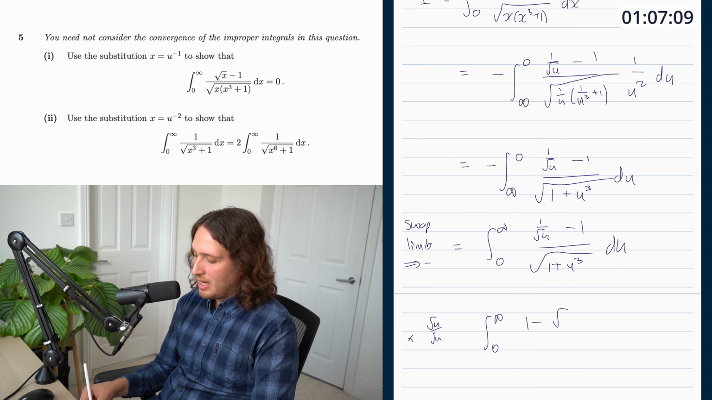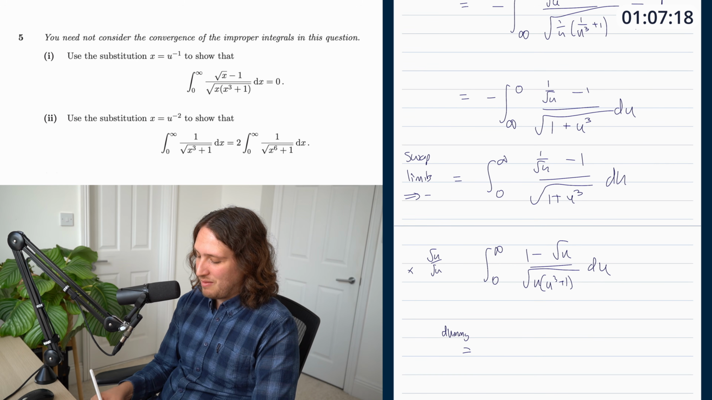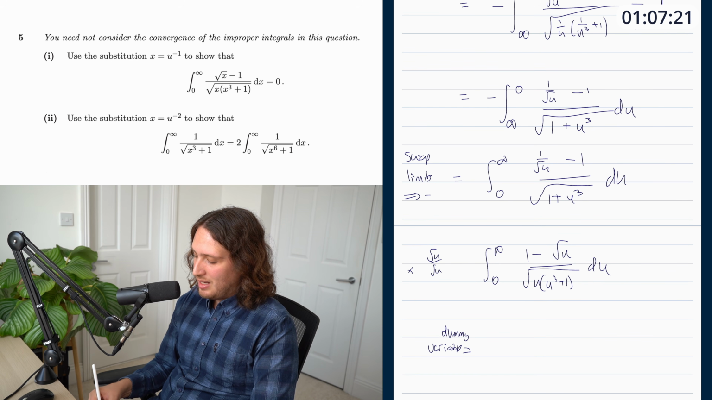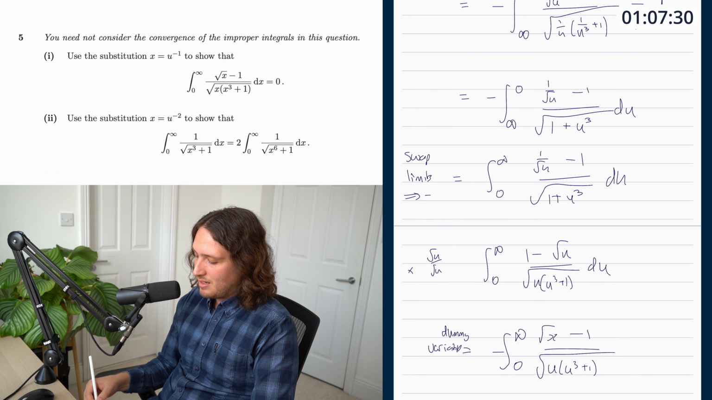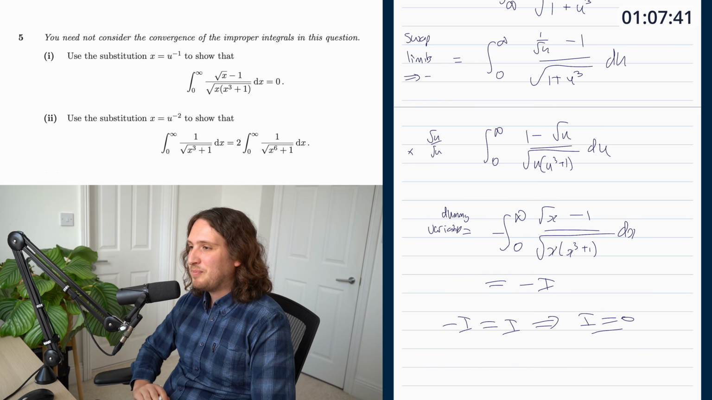So let's multiply top and bottom by root u and see if that does us any good. So I get 1 minus root u over u cubed plus 1, du, which equals, because the integration variable is a dummy variable, the integral from 0 to infinity of, well, I'll put out a minus, root x minus 1 over that. I'll go back to writing x, which is minus I. Minus I is I, so I is 0. Okay, right, that was fine.